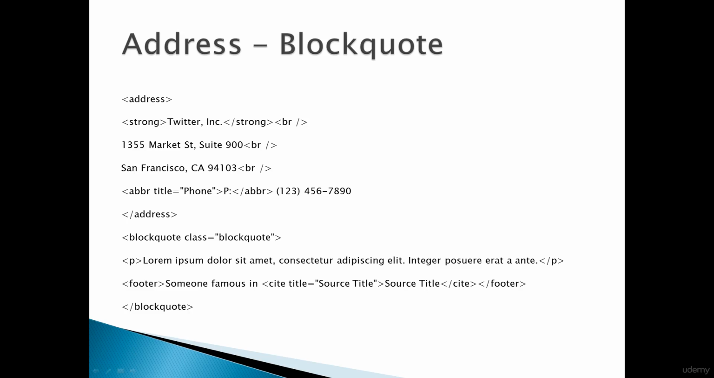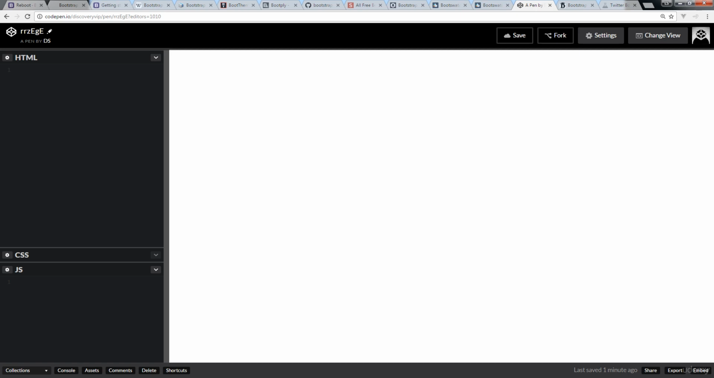In this lesson, I want to look at some more typography that's available with Bootstrap. So here we've got an example of address and block code. So let's open up our CodePen, and I've already attached in that Bootstrap option there. And also we want to add in a footer here.